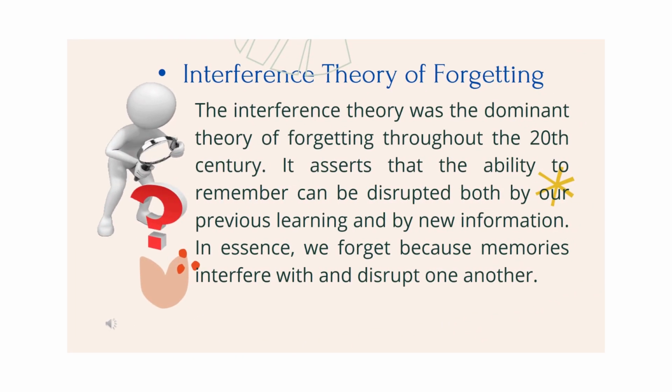Next is the interference theory of forgetting. The interference theory was the dominant theory of forgetting throughout the 20th century. It asserts the ability to remember can be disrupted both by our previous learning and by new information. In essence, we forget because memories interfere with and disrupt one another. So, in interference theory of forgetting, forgetting is the result of different memories interfering with one another.